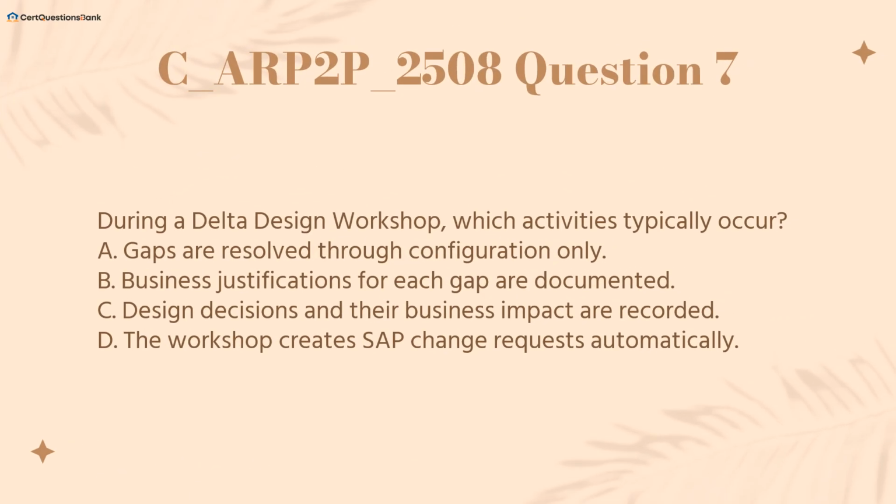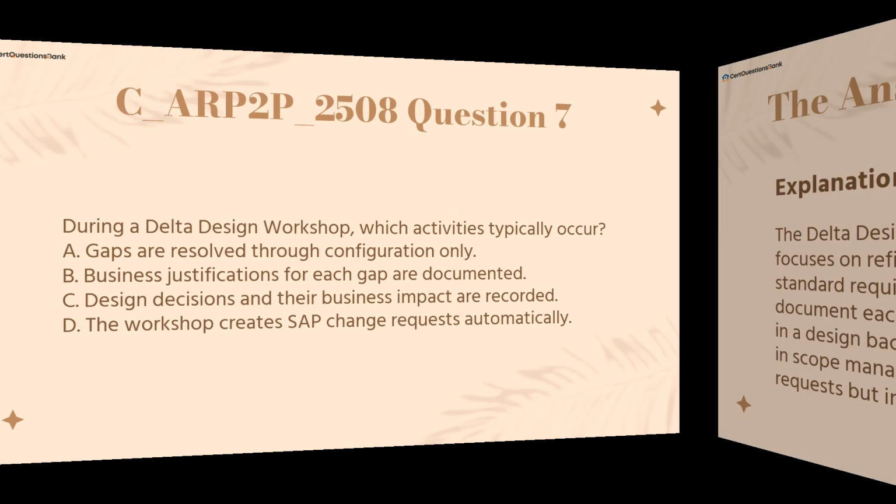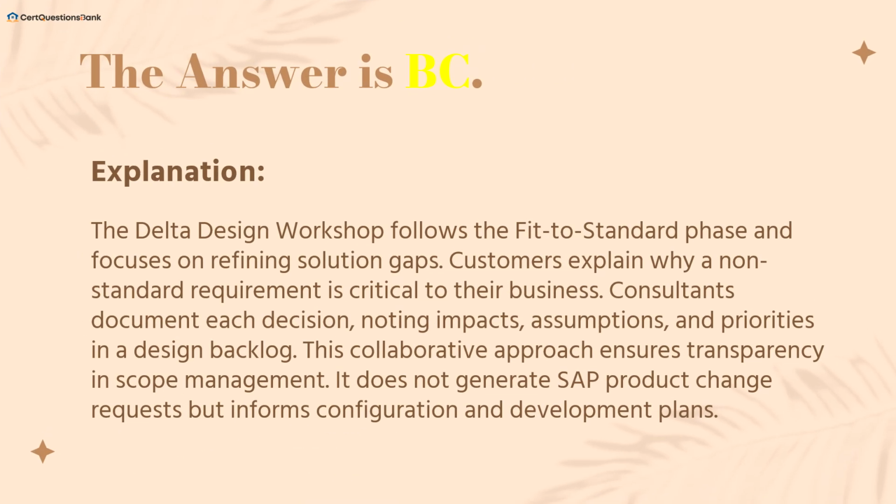During a Delta design workshop, which activities typically occur? A. Gaps are resolved through configuration only. B. Business justifications for each gap are documented. C. Design decisions and their business impact are recorded. D. The workshop creates SAP change requests automatically. The answer is BC.